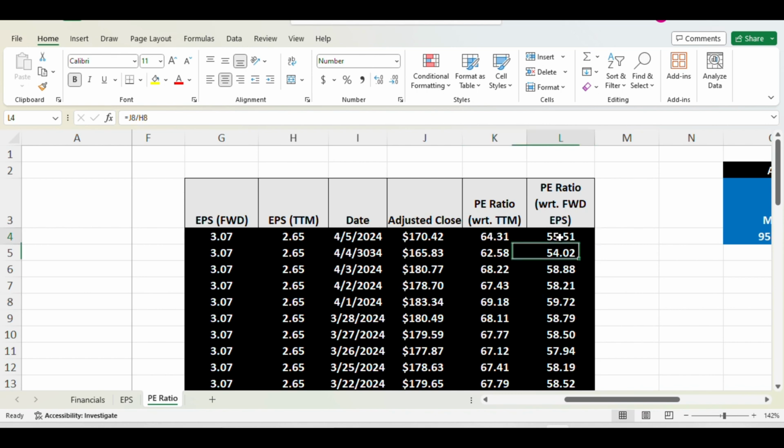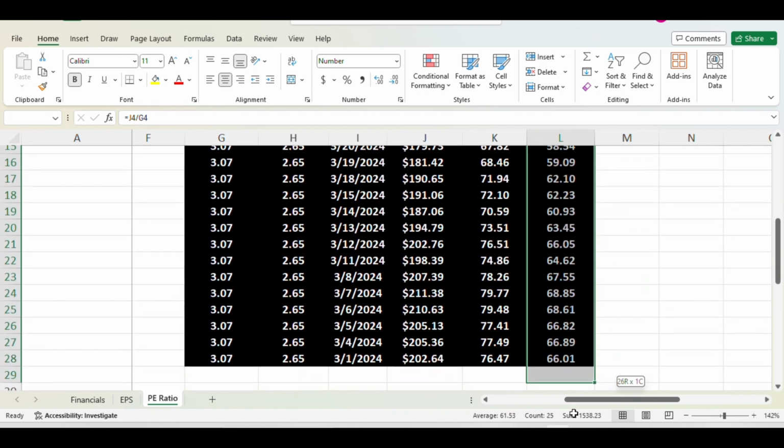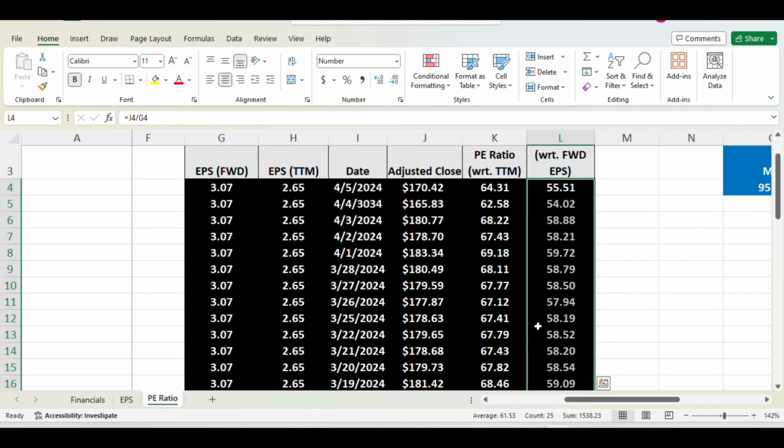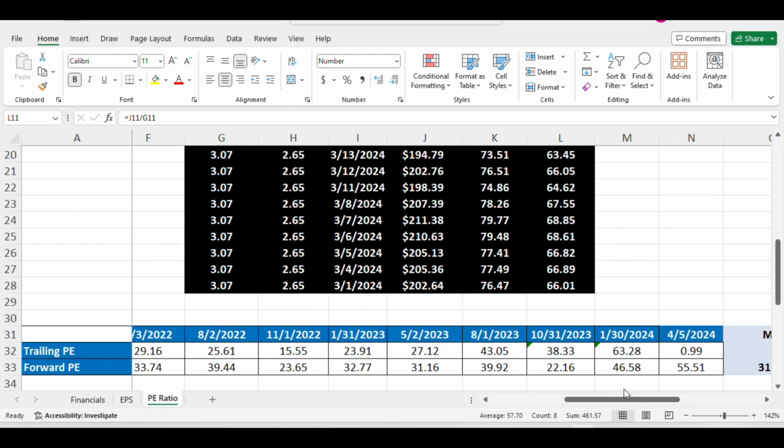So for last 30 days, the PE ratio forward is ranging between 66 and 55. The past few days, the PE ratio is going down since the AMD price is going down since past few days. And I also have this table.